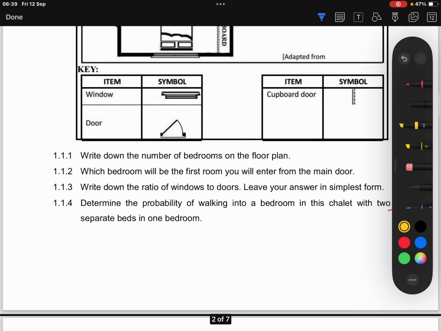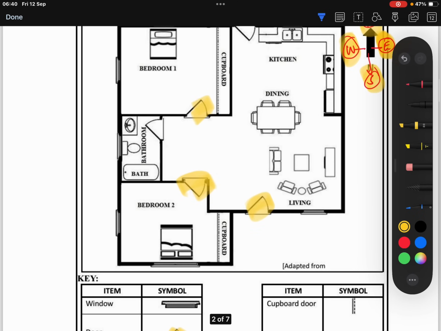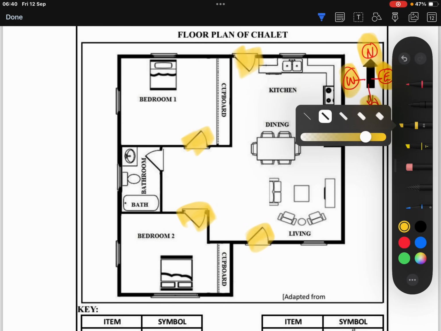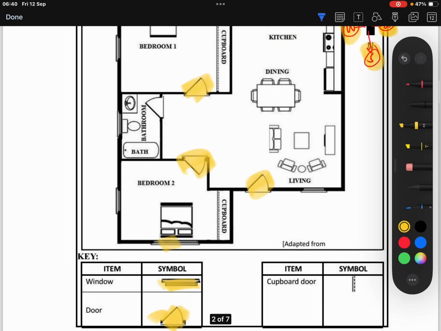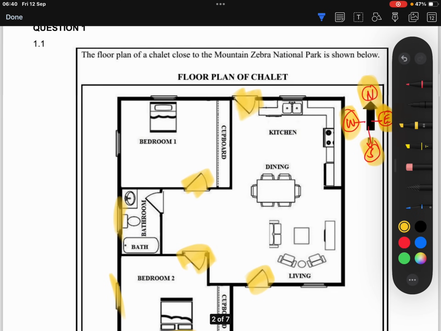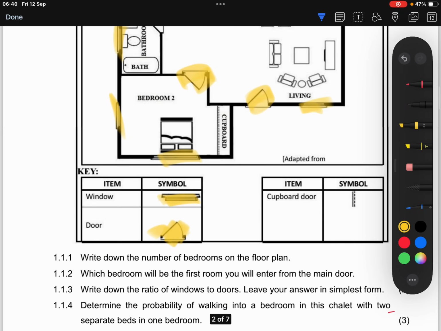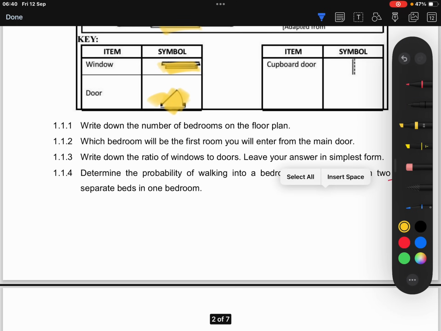Okay, guys, if you see here, the doors are indicated by that. We have those doors. How many doors are there? It's 4 doors. And then the windows are indicated by this block. It's the windows: 1, 2, 3, 4, 5, 6, 7. There are 7 windows and 4 doors, right? And the other stuff there. Let's go to the questions, guys.